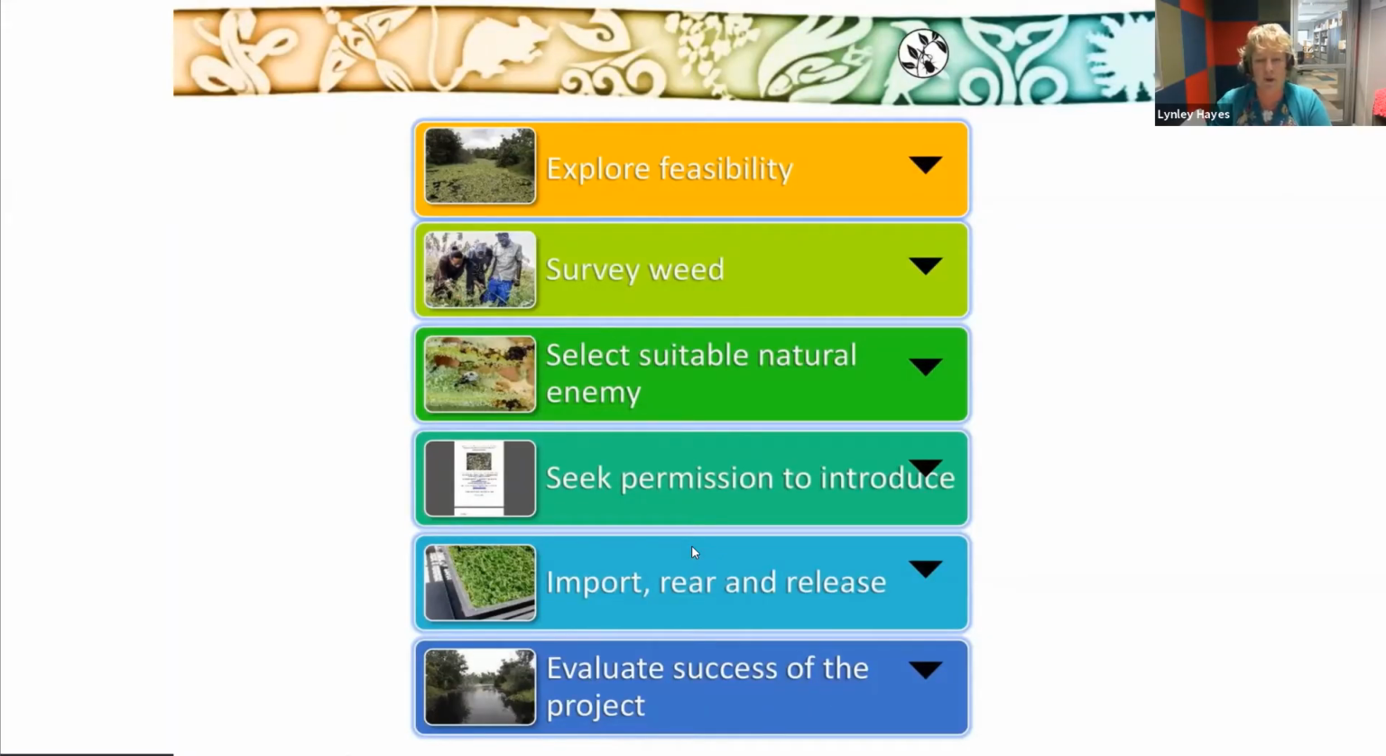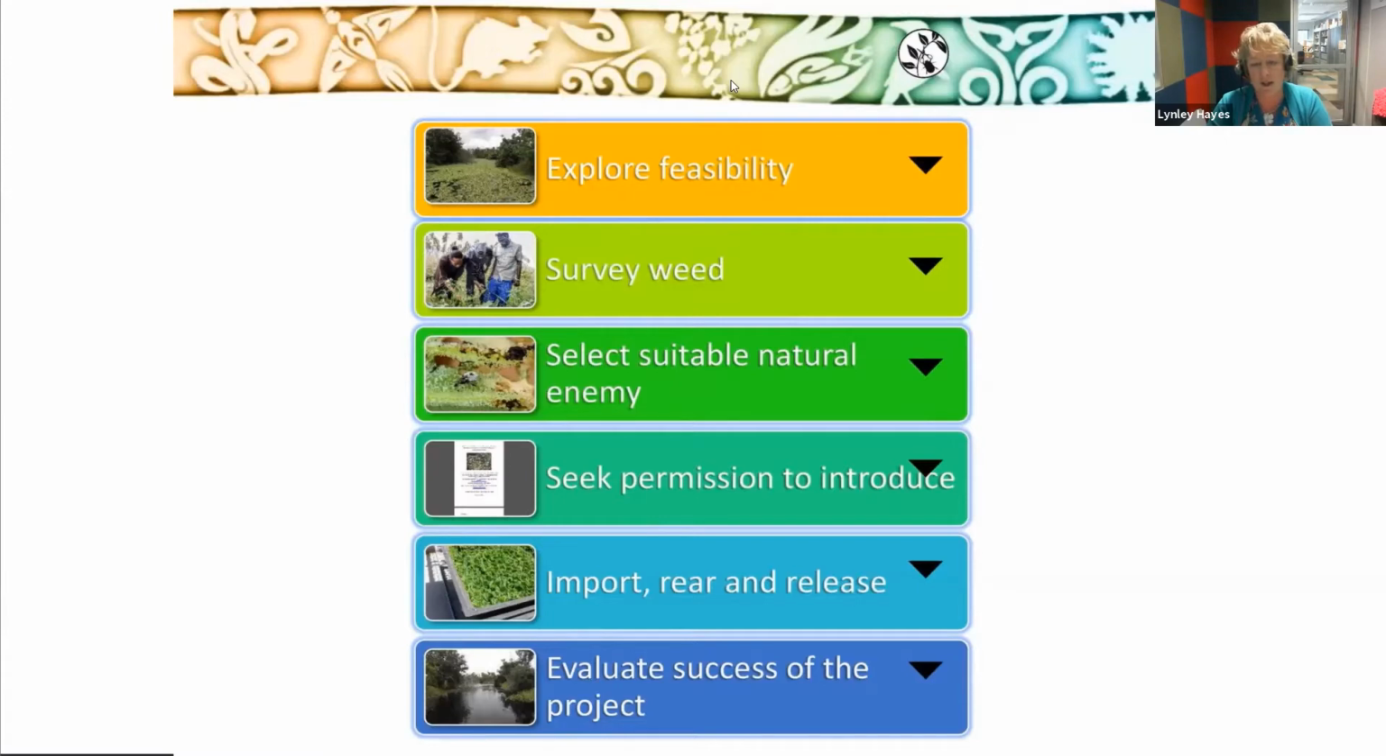And yesterday we talked about how we decide if a project is feasible and the considerable amount of homework that we need to do before we decide whether it's appropriate and suitable to embark on a NENS project. We then talked about if we have decided, yes, it is something that we should pursue and we have the funding, we need to do surveys.